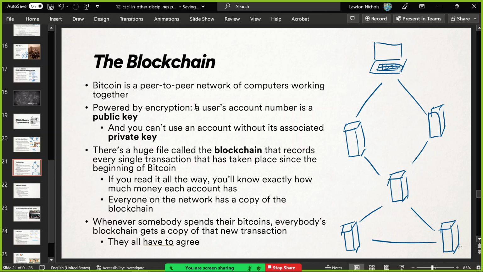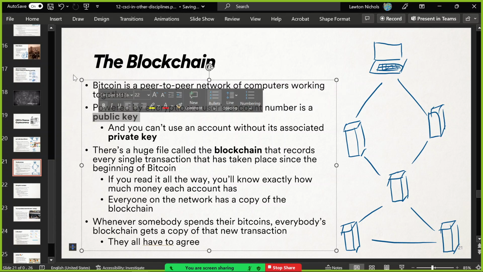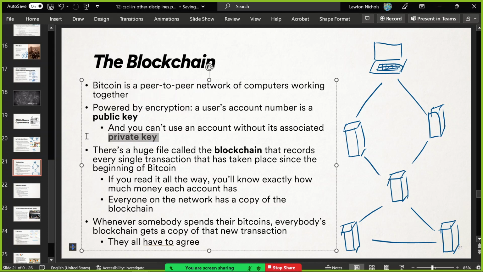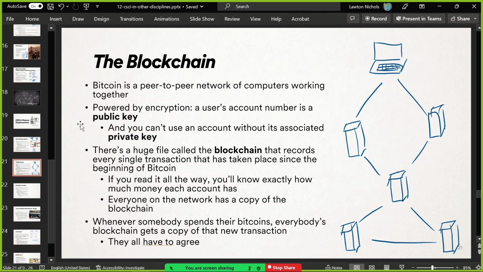It's powered by encryption. So the account number of a user is their public key, which they're able to share with everybody. Remember that in RSA. And to spend their own money, they have to have a private key, which they keep for themselves. And that allows them to mark that, yes, I really do want to initiate this transaction. I really am me. So every account exists, maybe my account, Lawton's account, and I have some Bitcoin. I can't spend that. I can't give it to the network unless I unlock my account with my private key. All right? And that's essentially what's going on.